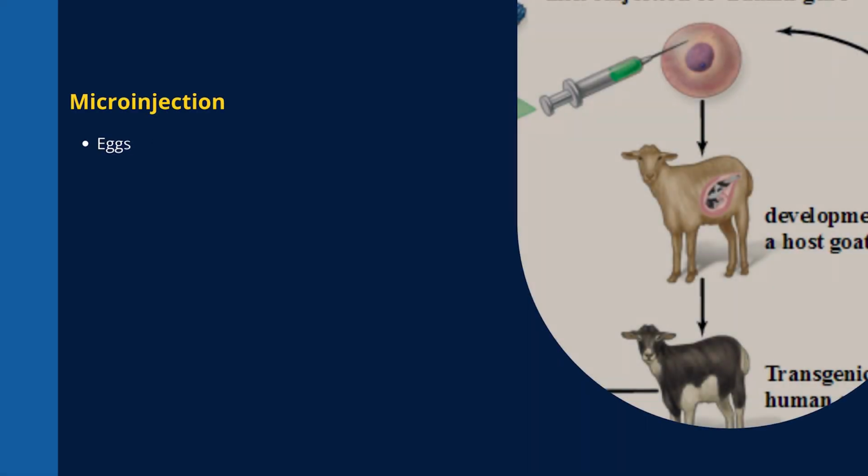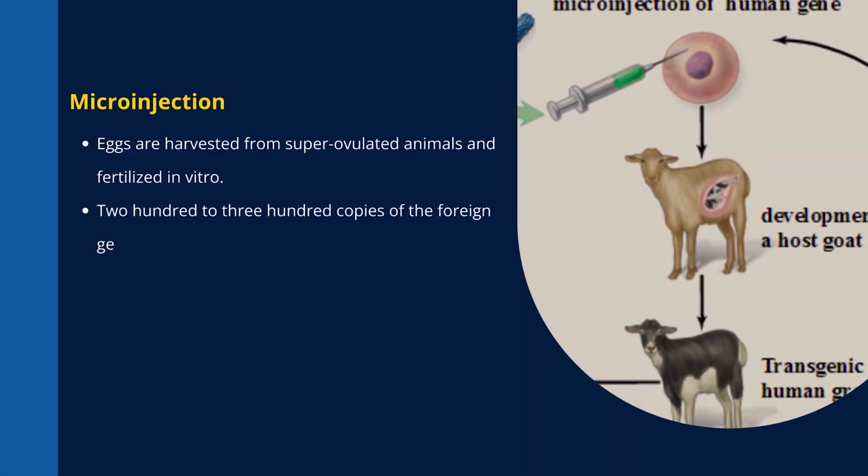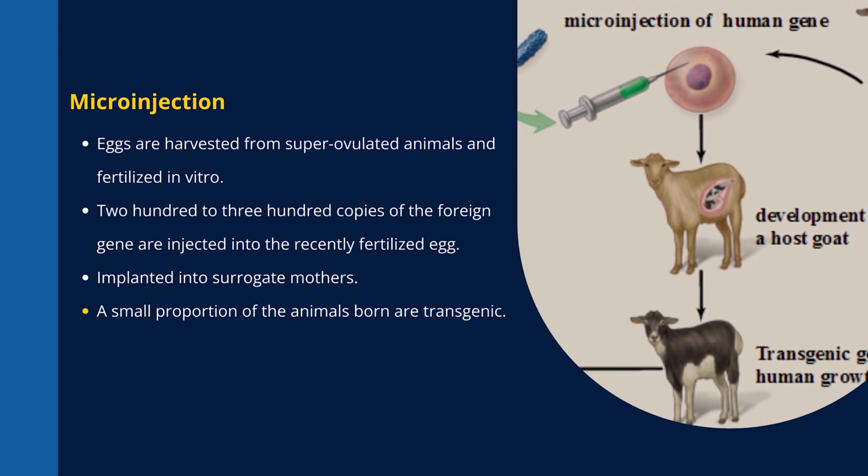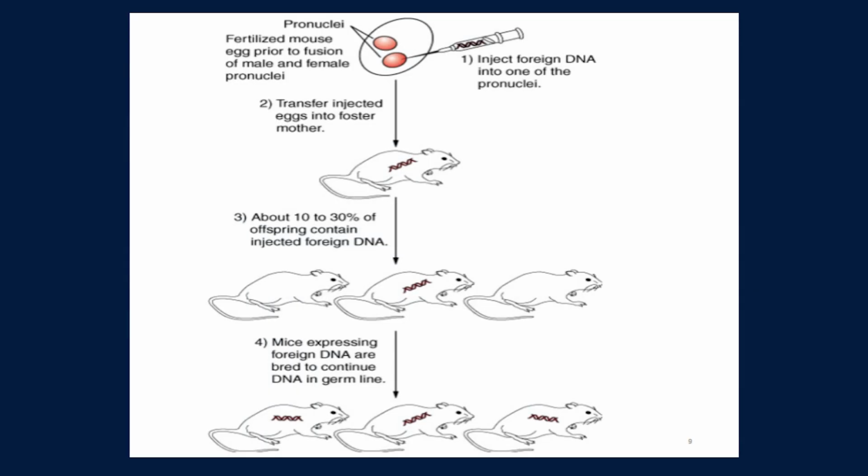The next technique is microinjection. Eggs are harvested from superovulated animals and fertilized in vitro. 200 to 300 copies of the foreign gene are injected into the recently fertilized egg, which is implanted into surrogate mothers. A small proportion of the animals born are transgenic. You can see the whole process in this pictorial representation step by step.